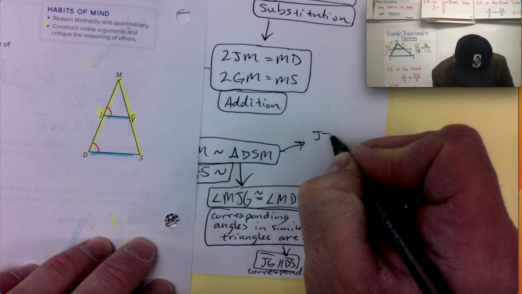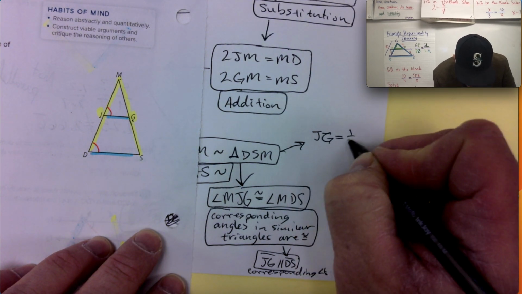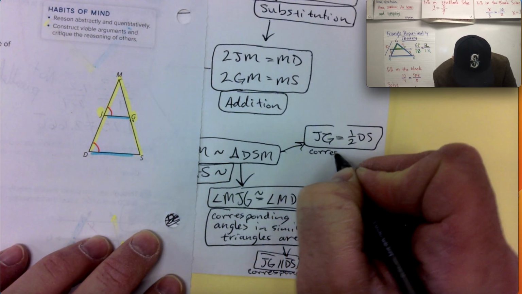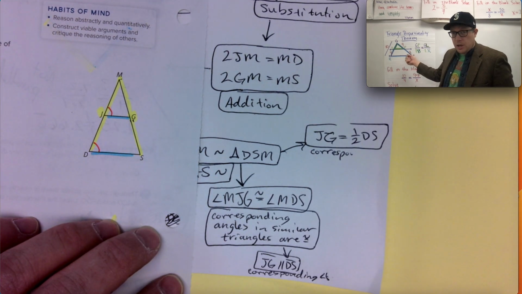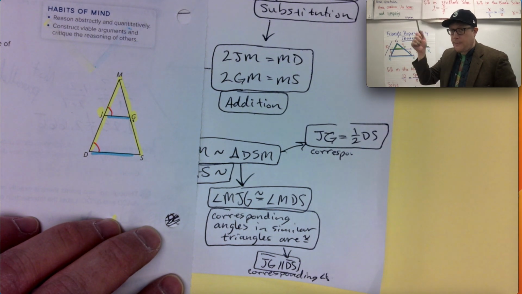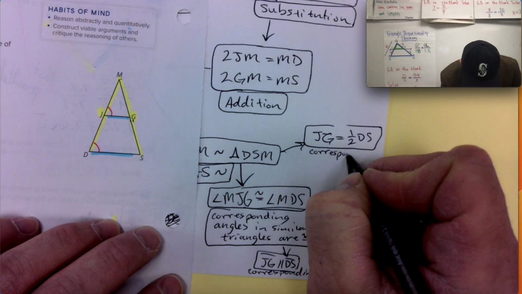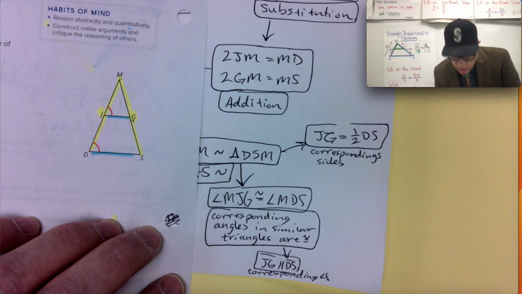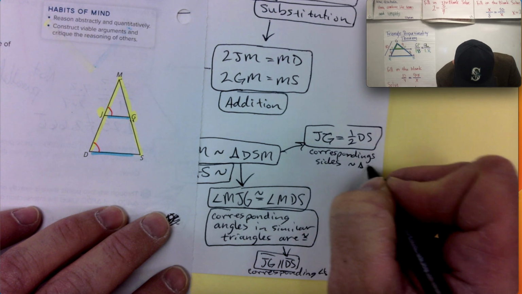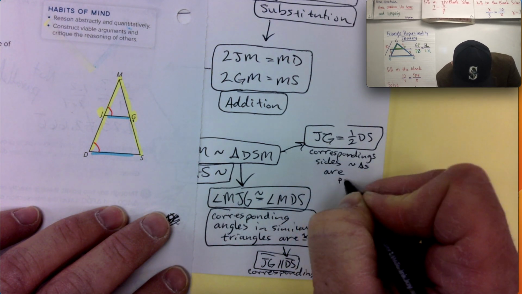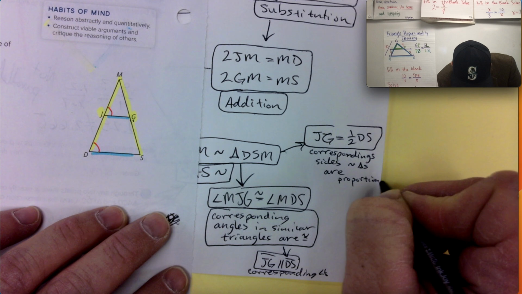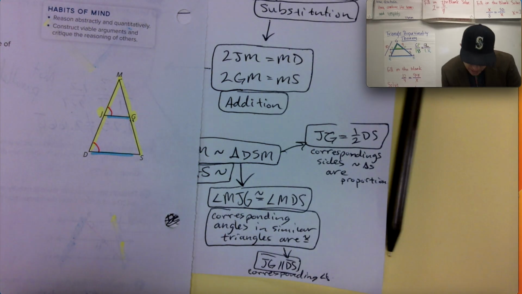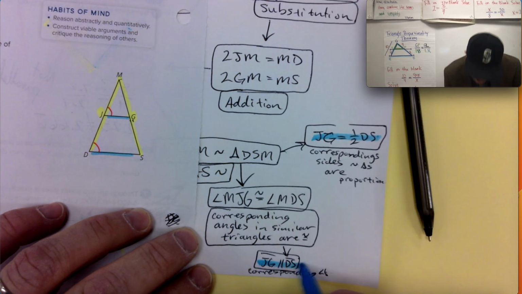JG is equal to 1/2 DS because corresponding sides, we have similar triangles. When we have similar triangles, the angles are the same and the sides are in proportion. So corresponding sides of similar triangles are proportional. Okay? Yeah, that did it. There's the blue statements.